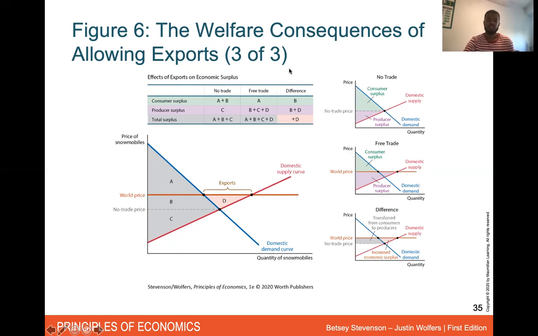But now if you look at the difference, the consumer surplus is going to be just A for the domestic consumer surplus. And the producer surplus is going to be this bigger triangle now with B, C, and D. So you see now that consumers actually lost this triangle B that they originally had. So now we're seeing the flip side of it, where consumers are losing more because of exports and the producers are gaining.